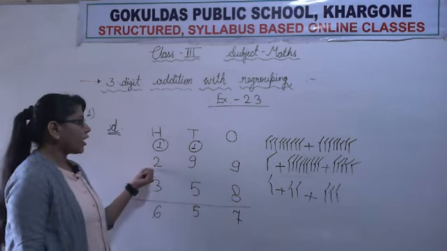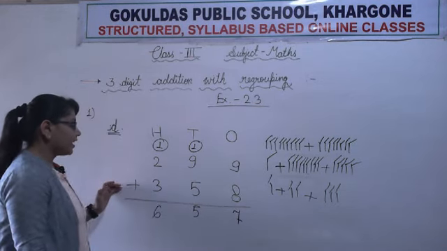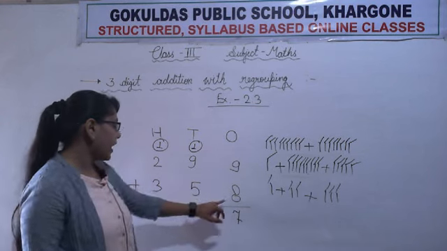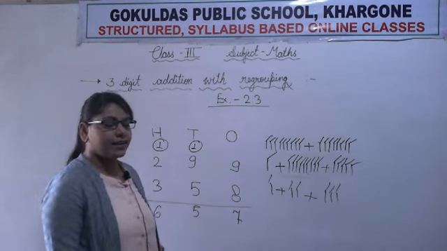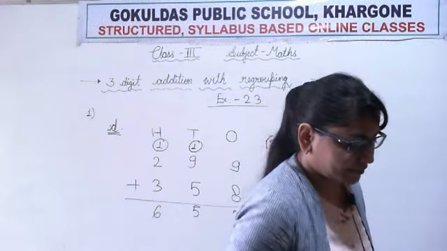Our first addend was 299, the second addend was 358, and our answer is 657.